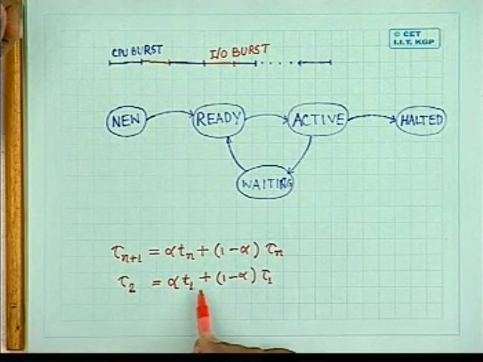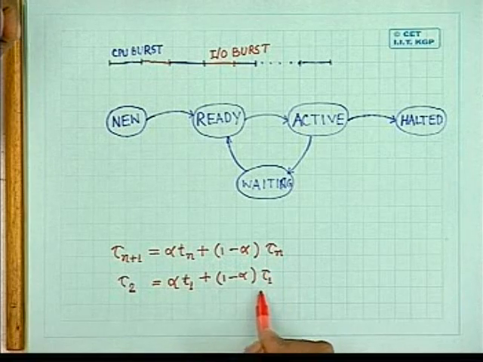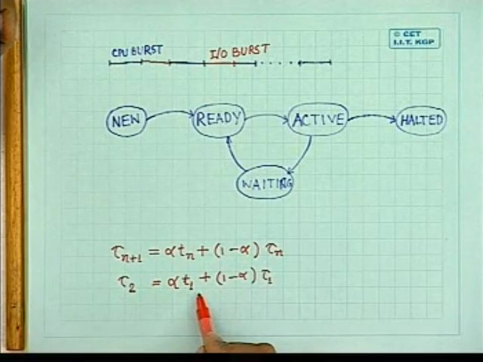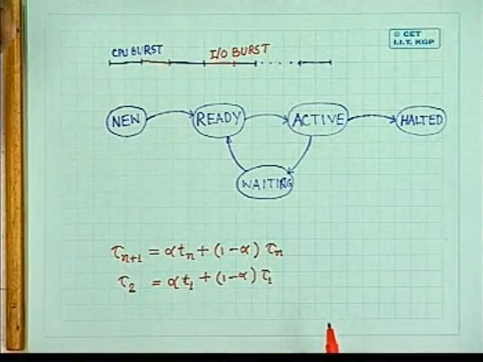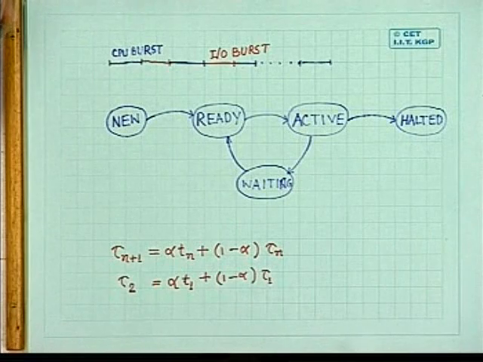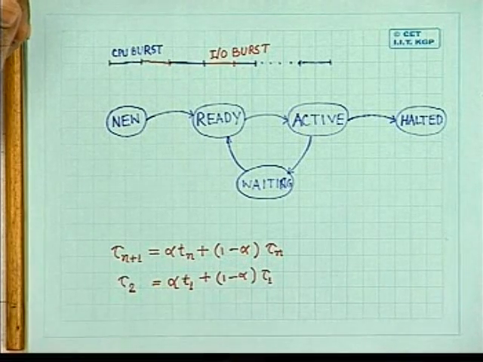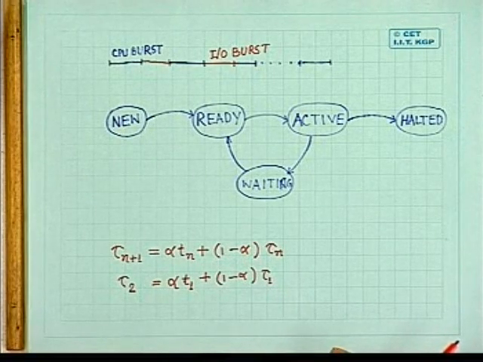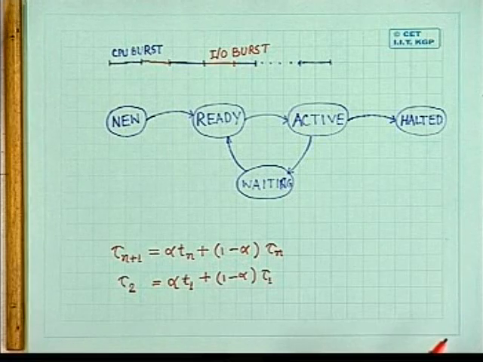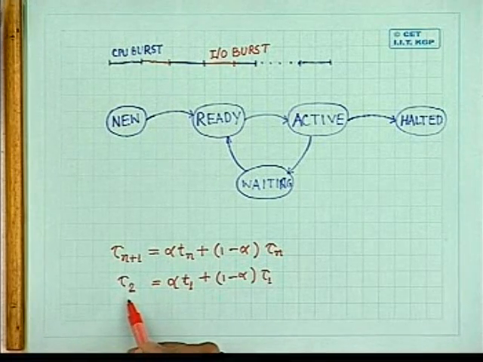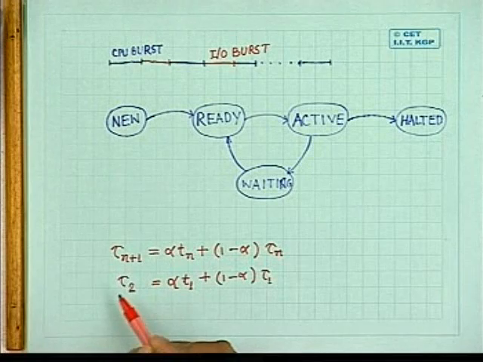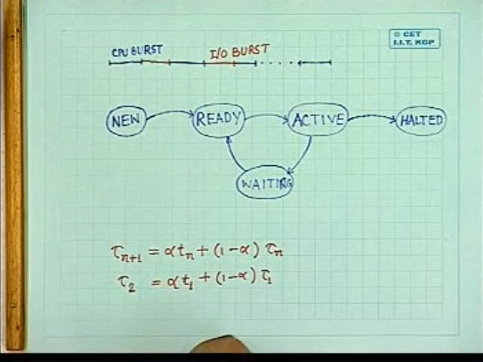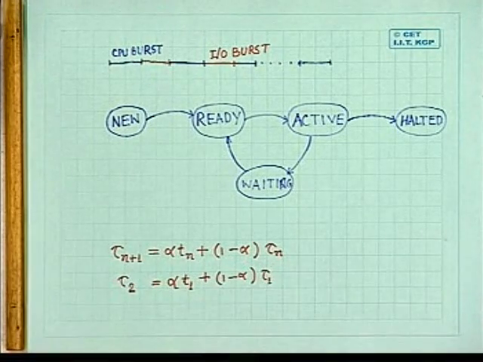So one of two things can be done to replace this tau 1. I can assume tau 1 to be the same as T1, as if the past history of the job is the same as the immediate past nature of the job. So I can assume tau 1 to be equal to T1, or I can even put tau 1 equal to 0. Using either of these two, I can predict tau 2, and based on this predicted tau 2, the job will be scheduled for the next CPU burst.